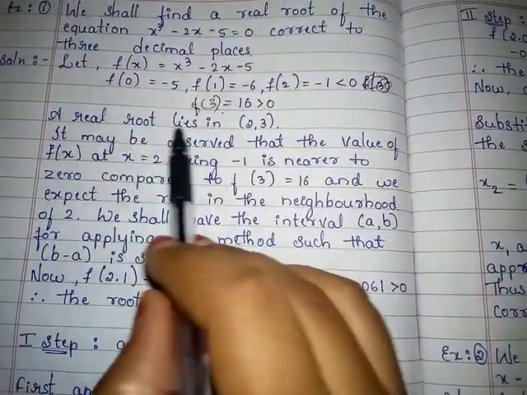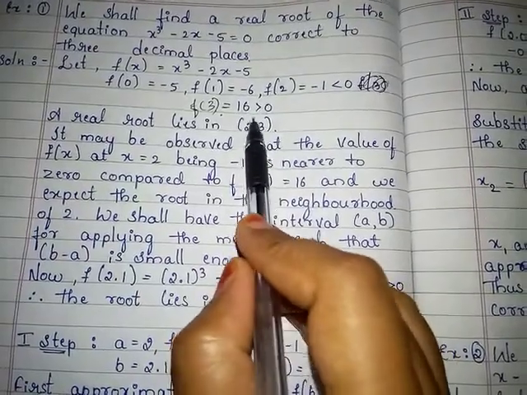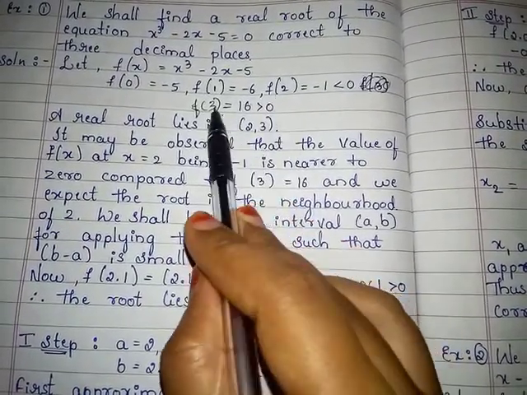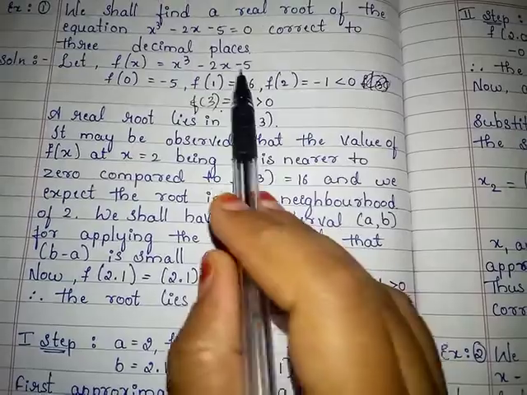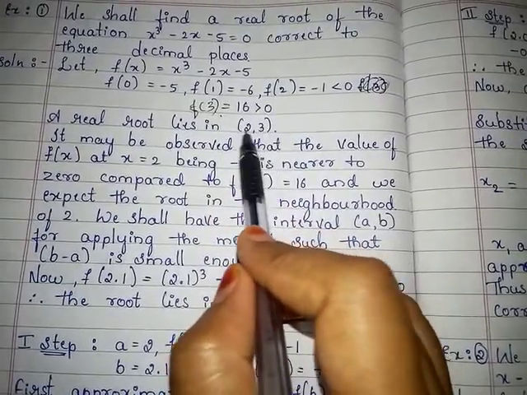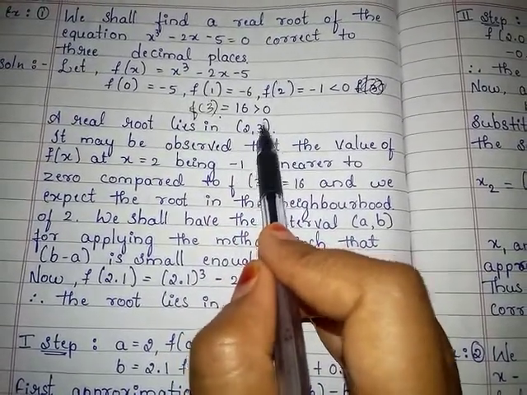Therefore, the real root lies in 2, 3. A value is 2 and b value is 3. Our root lies between these two numbers, that is 2 and 3.